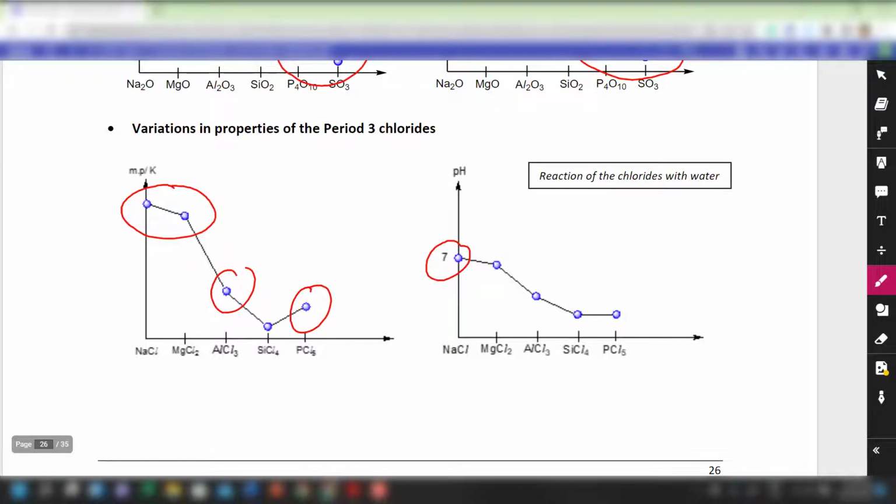AlCl3 hydrolyzes as well. The Al3+ in hexaaquaaluminium(III) has a greater charge density as compared to Mg2+, so the aqua ion will ionize to a greater extent as compared to that in hexaaquamagnesium(II). For silicon tetrachloride and PCl5, they hydrolyze completely in water to give you a strong acid, in this case HCl. So the acidity is expected and therefore low pH.